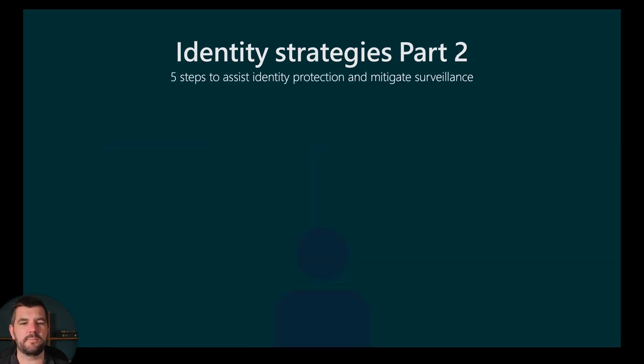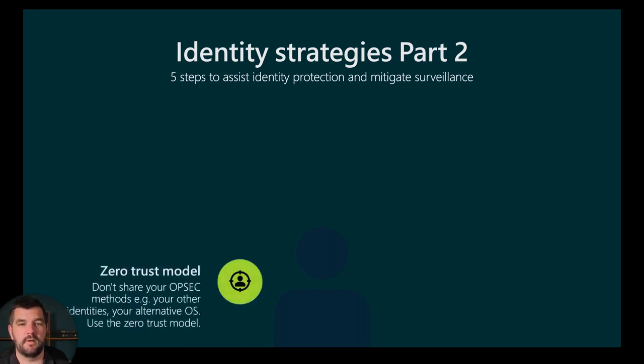So let's look at 5 steps to assist identity protection and mitigate surveillance. First is the zero trust model. So don't share your operational security methods, for example, your other identities, your alternative operating system, something like that. Use a zero trust model, and this is always best, especially going into a new country. We don't know who is who. We don't know if someone is being friendly because they're a friendly culture, or if they're being friendly to assess us and see if we are a trustworthy person or if we're going to cause issues within the country.